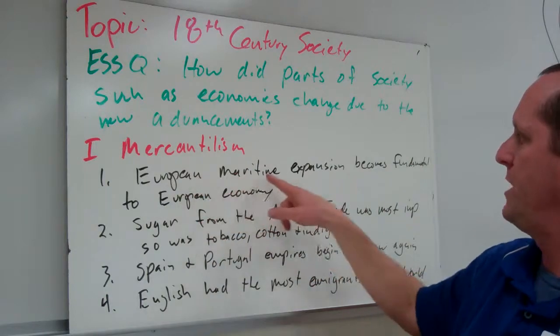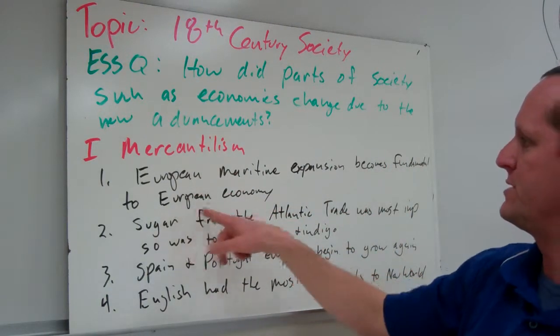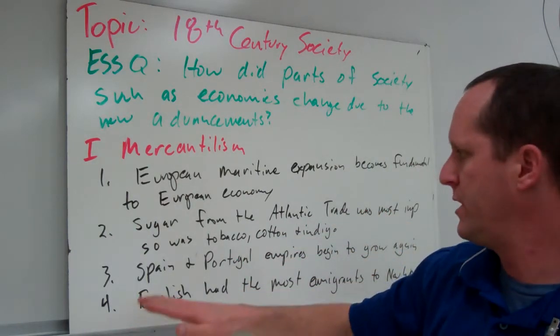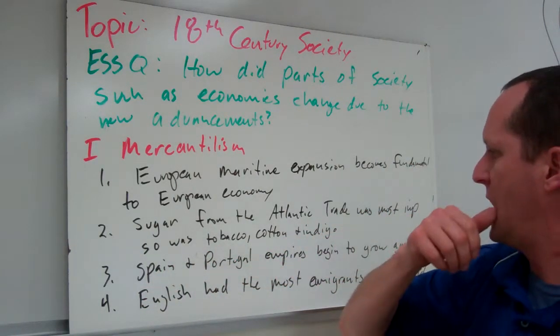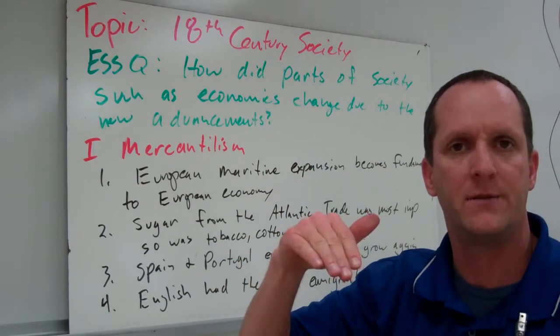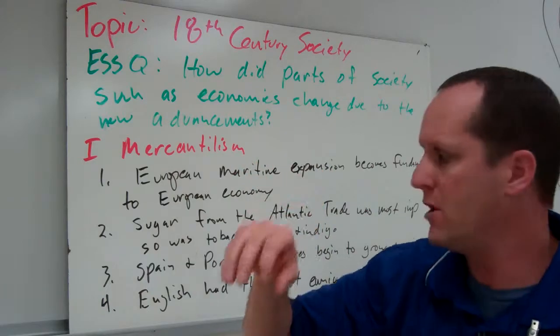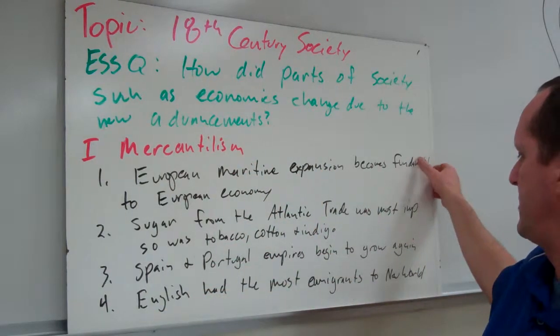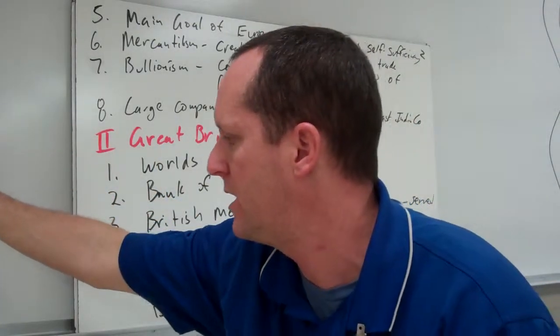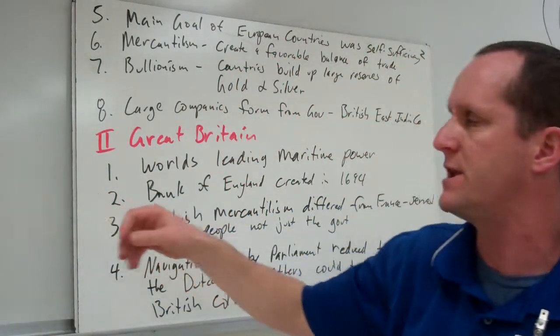Mercantilism: European maritime expansion becomes fundamental to the European economy. Sugar from the Atlantic trade was most important, so was tobacco, cotton, indigo. Spain and Portugal's empires began to grow again where they had declined in the past. They started to grow once more. The English had the most immigrants to the New World. So the English were migrating to the New World at this point much, much faster than others.